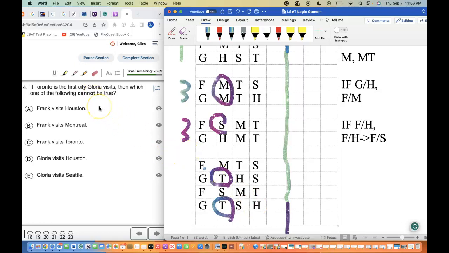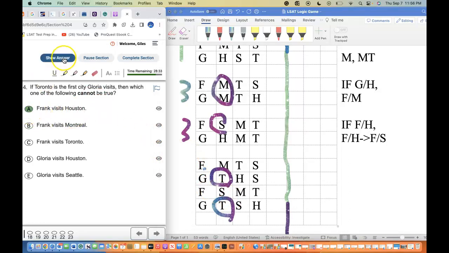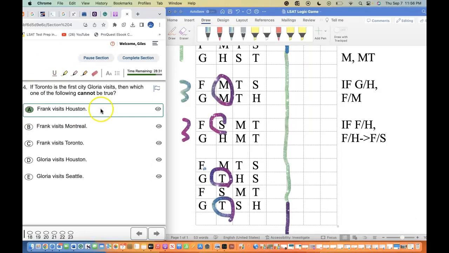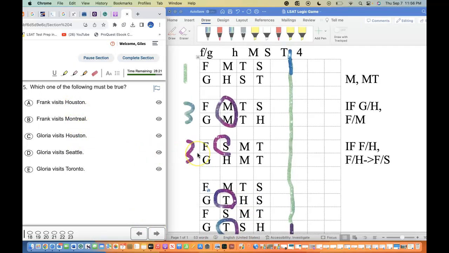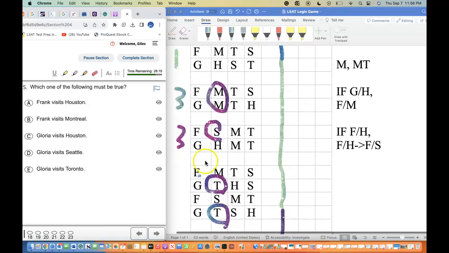Okay, Frank visited Houston. No, I don't see that anywhere, so let's go ahead and pick that one right there. And we got that one correct, which you found must be true. Frank visits Houston, I don't really see that. Frank visits Montrose, I do see that.